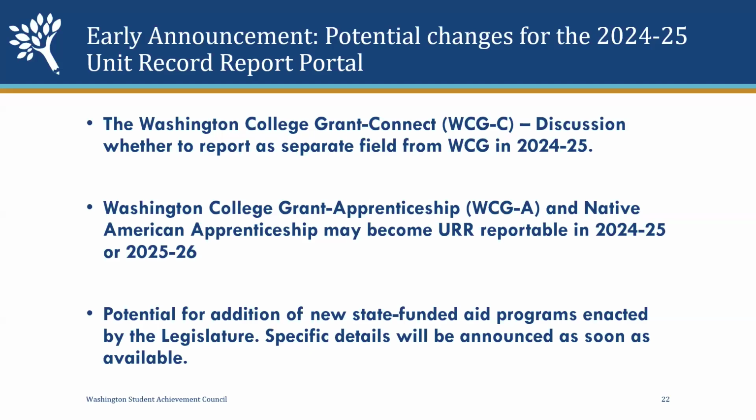The Washington College Grant Apprenticeship and Native American Apprenticeship may become unit record reportable in 24-25 or 25-26. It really depends on if and when this information is awarded through the portal. And as in any year, any additional programs could be added if the legislature enacts them. As soon as we learn details, you will learn about it as well.